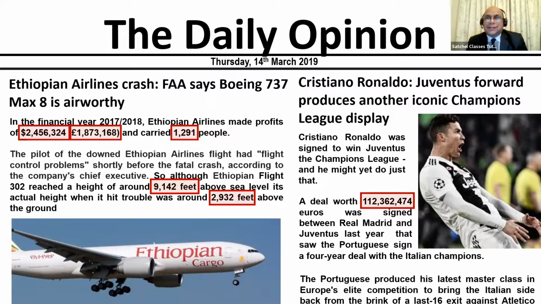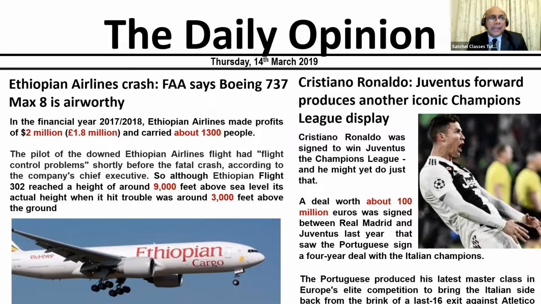A deal worth 112,362,474. Last digit. So you will never find such values in the newspaper, right? Usually, the values in newspapers are rounded. So the airline made a profit of about $2 million, or about 1,300 people, around 9,000 feet, and so on, right? We have rounding numbers. Now, these have been rounded to significant figures, and that's our topic for the lesson, significant figures.